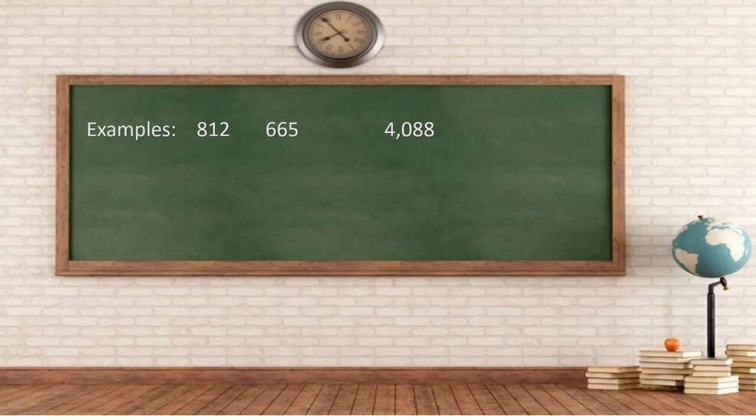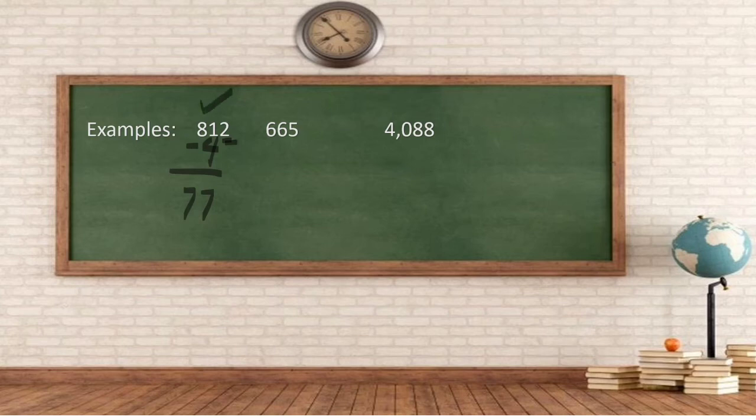812. Okay, let us double the last digit, then subtract from the remaining digits. 2 plus 2 equals 4. Subtract. 84 minus 4, this is 77. So this is divisible by 7.